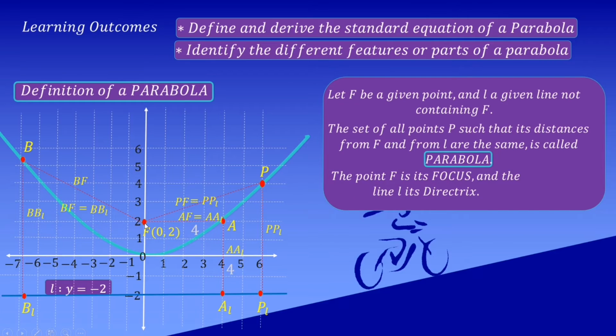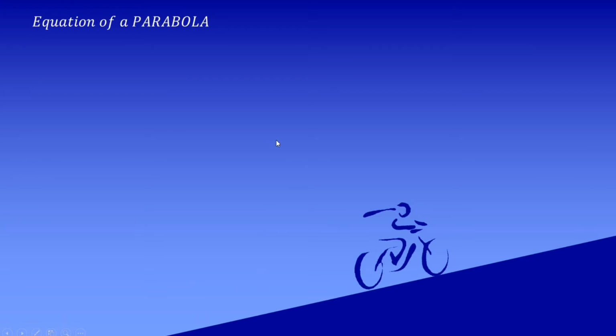And the point F here is its focus. Okay, and the line is its directrix. Again, ang tawag nito is F is the focus, and this line is the directrix, which intersects the y-axis at negative 2. Okay, so let's have the derivations of the equations of a parabola.